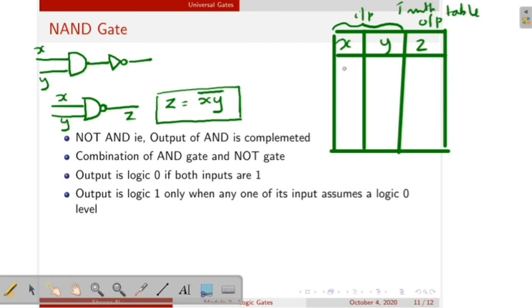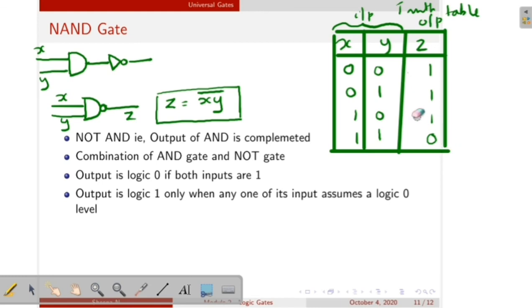Here there are two inputs. We have 4 combinations: 0 0, 0 1, 1 0, 1 1. In the case of AND gate, if any one of the inputs is 0, then output is equal to 0. If both inputs are 1, then only output is equal to 1. But in the case of NAND gate, the output is the complement of the AND gate. That means output is equal to 1 if any one of the inputs is 0. If both inputs are 1, then output is equal to 0.